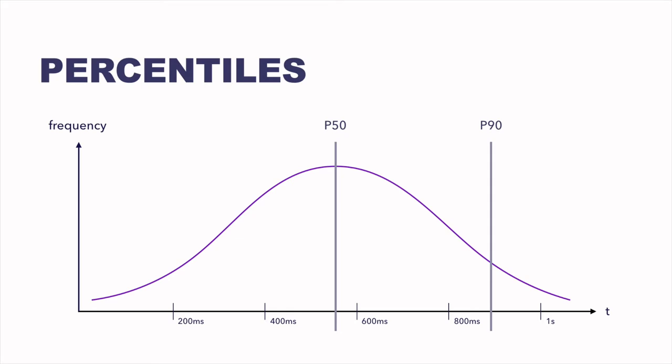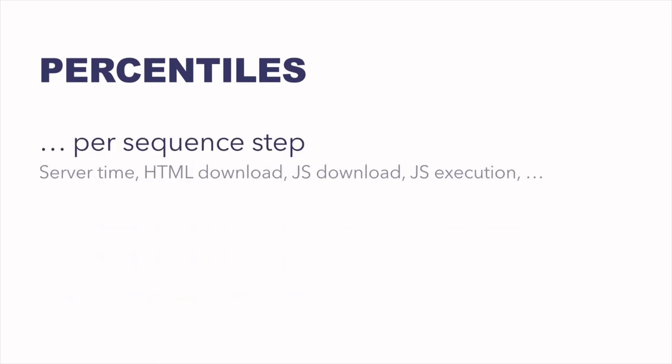The B90 is the point where 90% of all data are better, and 10% of all data are worse. So this is the level, now we're talking, right? This is a good level of detail. But we can break this down further. We can break this down per sequence step, right? How long does it take on the server? How long does it take to download the HTML? How long does it take to download and execute the JavaScript, et cetera?